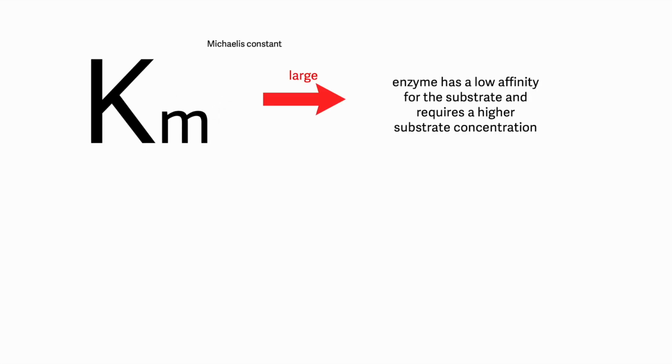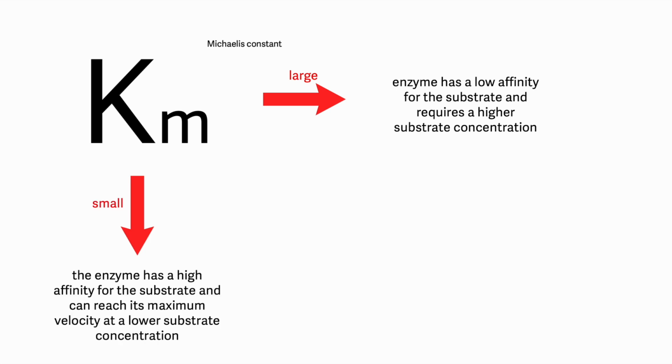The Michaelis constant, Km, represents the substrate concentration where the enzyme is working at half of its maximum velocity. If the Km is large, it means that the enzyme has low affinity for the substrate and requires a higher substrate concentration to reach its maximum velocity. If Km is small, it means that the enzyme has a high affinity for the substrate and can reach its maximum velocity at a lower substrate concentration.